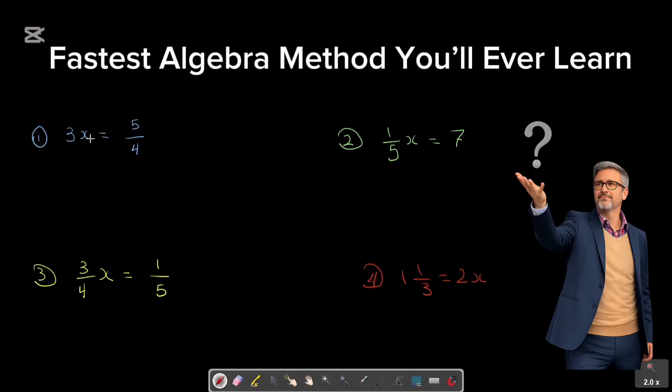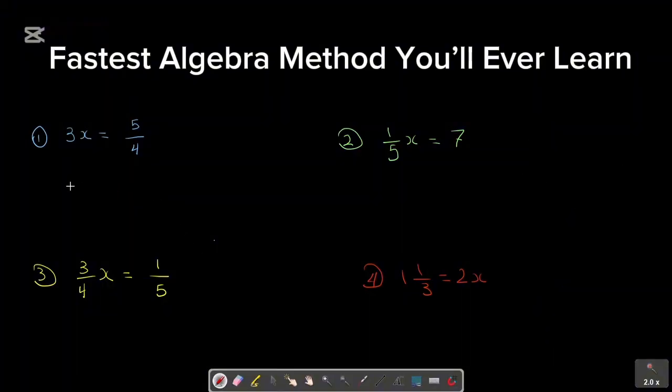Let's start with this one. 3x equals 5 over 4. Now here's the fast way. Instead of dividing, just cross the 3 down to the 4. So 3 goes to the 4, and you get 3 times 4, and therefore x equals 5 over 12. Done. No long steps, no stress.